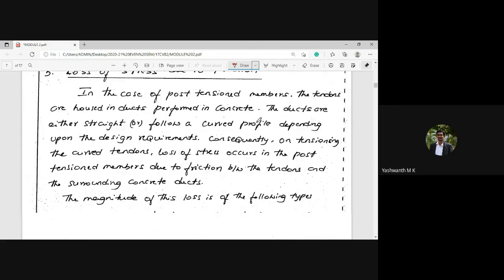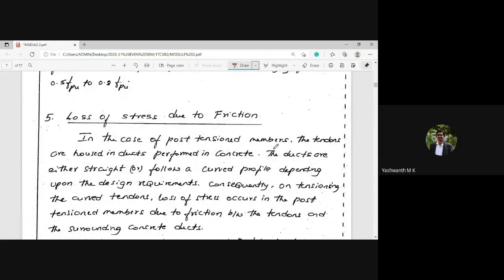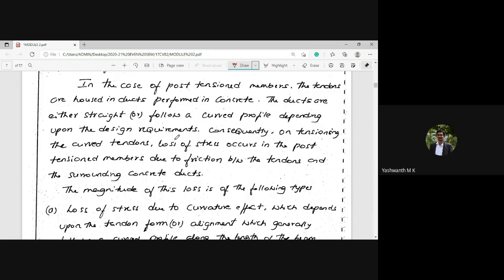In the case of a post-tension member, the tendons are housed in the ducts. You know that the tendons are housed in the ducts. These ducts are either straight or follow a curved profile depending upon the design requirement. For example, if you want a parabolic cable profile, then you cannot go with a straight duct. You need to go with a curved duct itself. So based upon the profile of the cable, you need to change the shape of the duct.